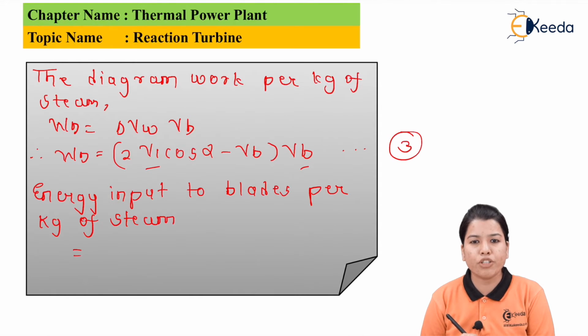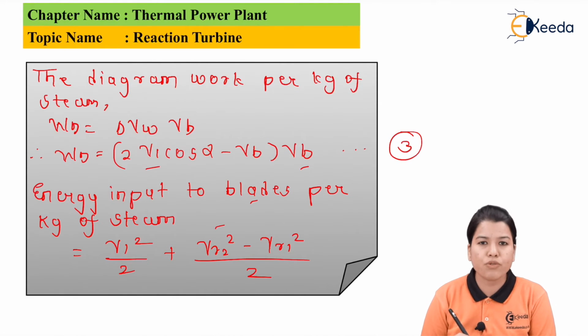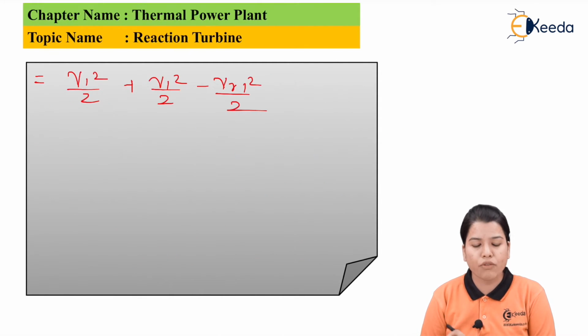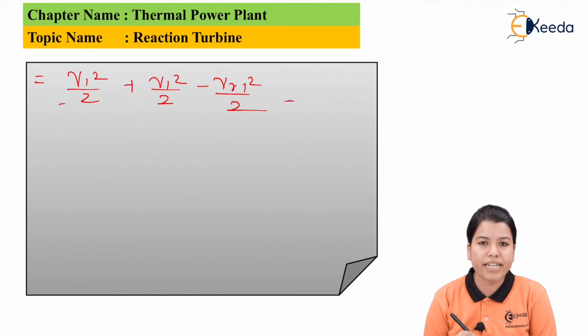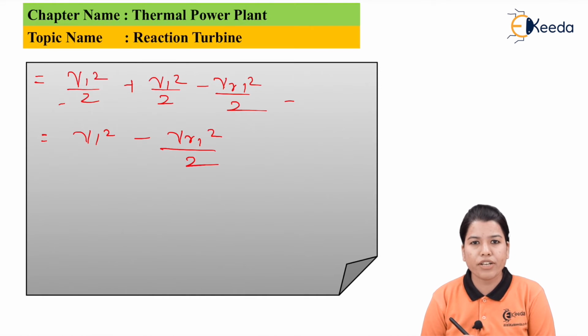Further, the energy input to the blades per kg of steam is equal to V1 square divided by 2 plus (VR2 square minus VR1 square) divided by 2. This equation can be further simplified as V1 square divided by 2 plus V1 square divided by 2 minus VR1 square divided by 2. Now V1 square divided by 2 plus V1 square divided by 2 is completely V1 square. So hence it is equal to (V1 square minus VR1 square) divided by 2.